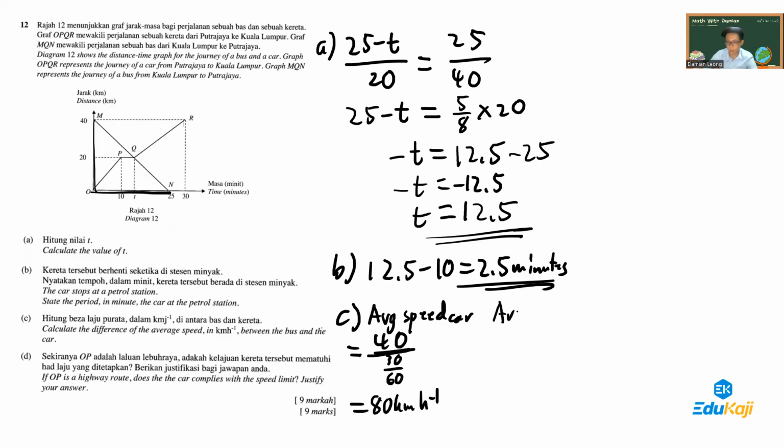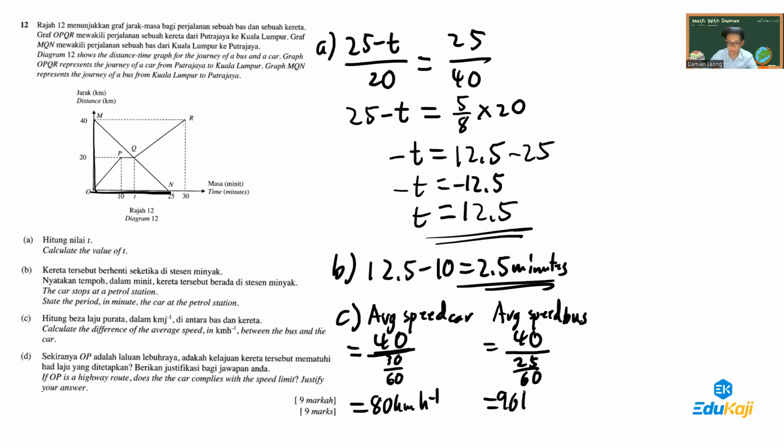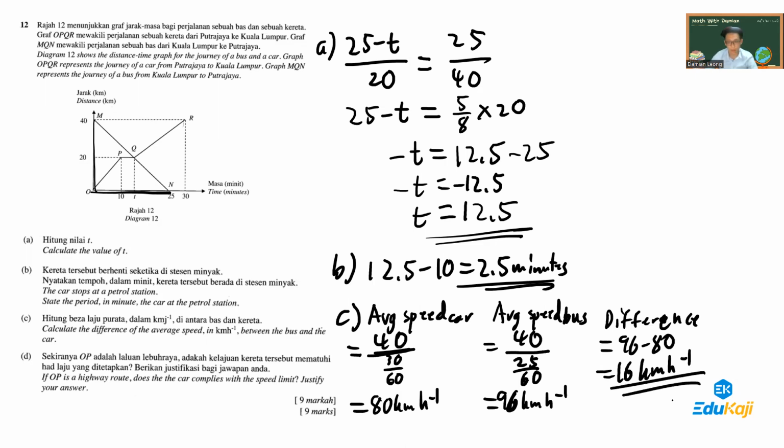Then average speed of bus, 40 km also, but this one is only 25 minutes. So 25 I divide 60. Divide bracket 25 over 60, 96. So means the difference is 96 minus 80. So it's 16 km per hour difference. Yeah, that's part C.